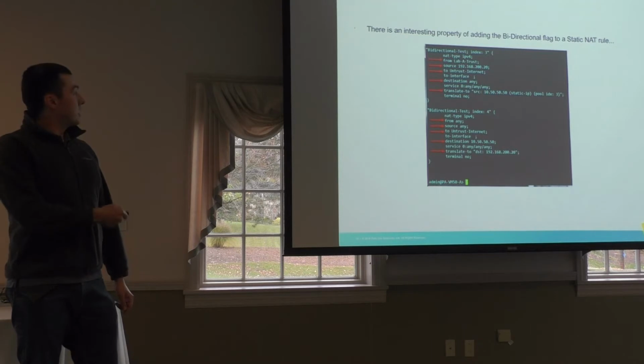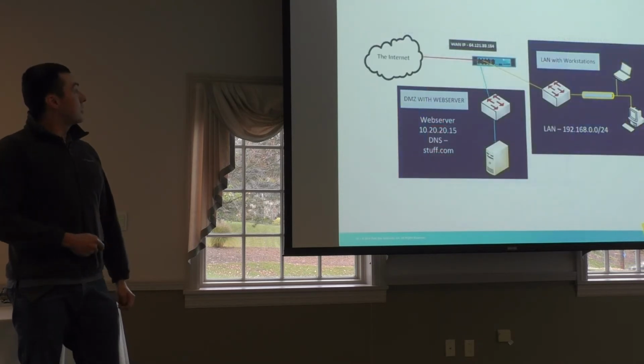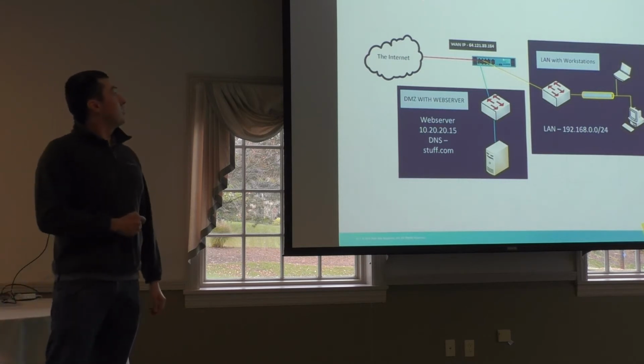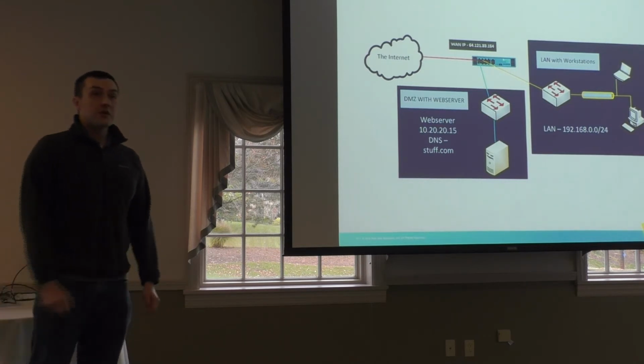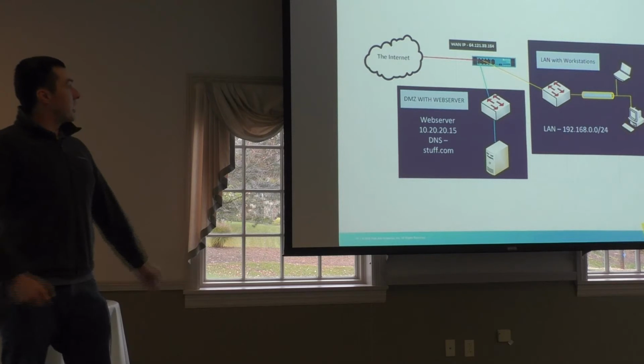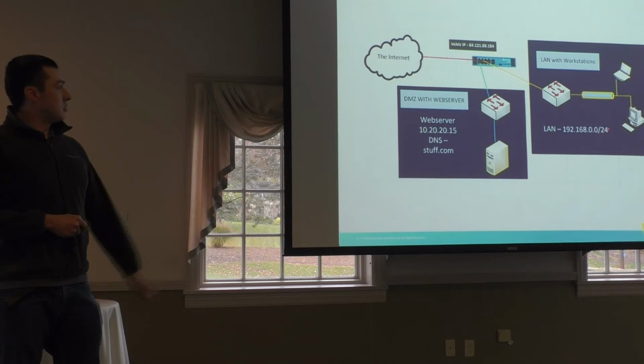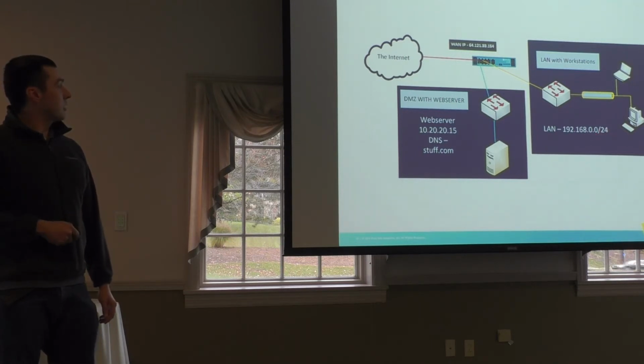So I'll go over the fields that get swapped there again. Just a quick little pop quiz here. When do we use a source or destination translation? Here's a very simple network. I've got the internet. I've got a little PA220 here. I've got a WAN IP. Behind that, I've got a LAN. This is my inside trust interface here, and I have a simple 192.168/24 network here, and I've also got a DMZ with a web server on it, and the DNS translates to stuff.com.